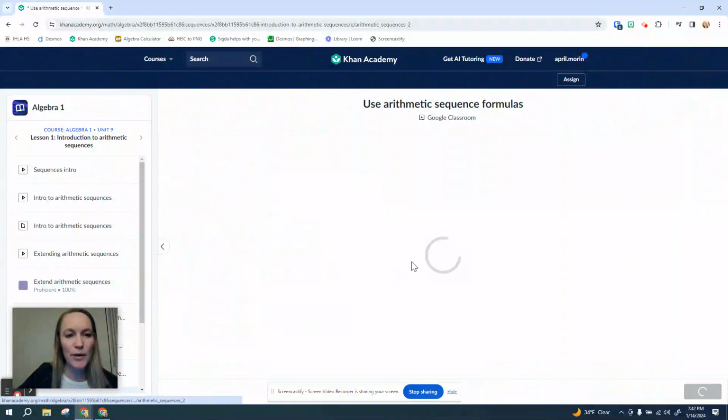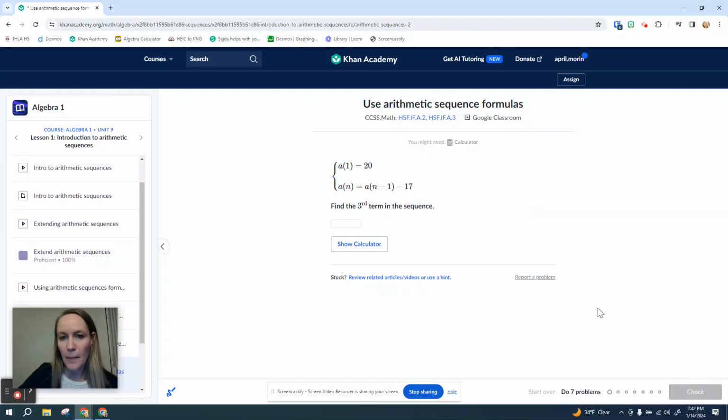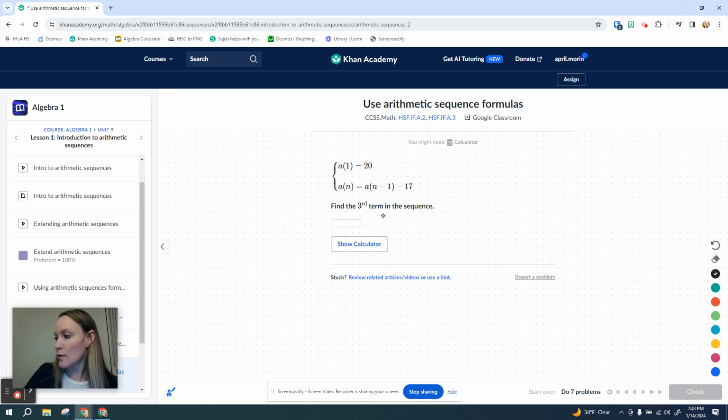Let's go ahead and do square number 2. Okay, so these are arithmetic sequence formulas. So A of 1 equals 20. That just means that the first term in our sequence is going to be 20. So we want to find the third term. What we're going to do is take this formula right here, and substitute 3 for n. So I'm going to write A of 3, and that's how we read it in math.